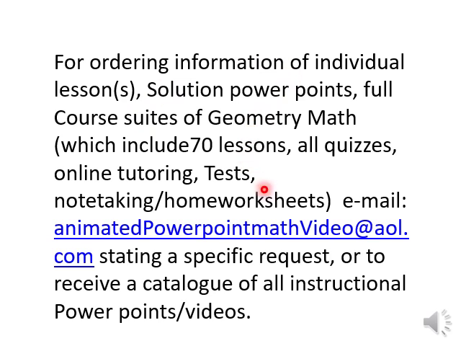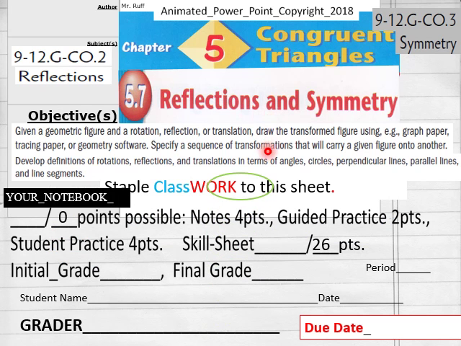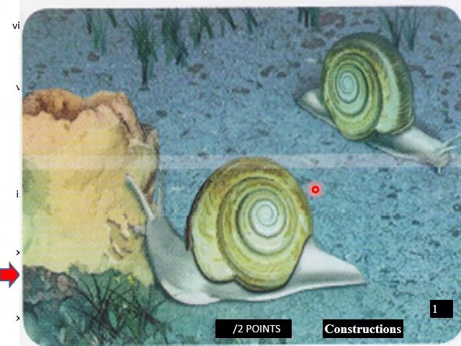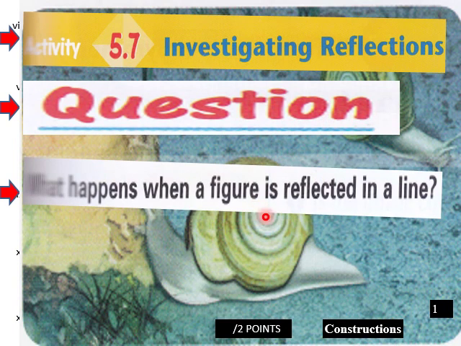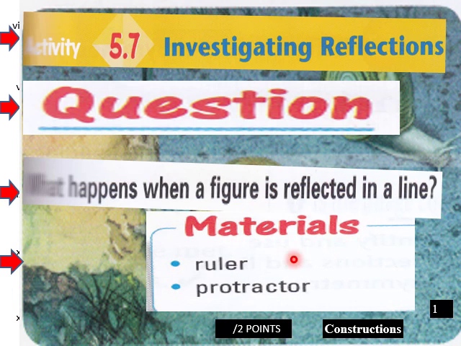Hello everybody, getting ready to do lesson 5.7 of geometry construction, the activity for 5.7, which is reflections and symmetry. Notebook taking today. We have 26 points here of activity constructions today. And so we're going to investigate reflections today. What happens when a figure is reflected in a line? To do this activity, we need a ruler and a protractor.